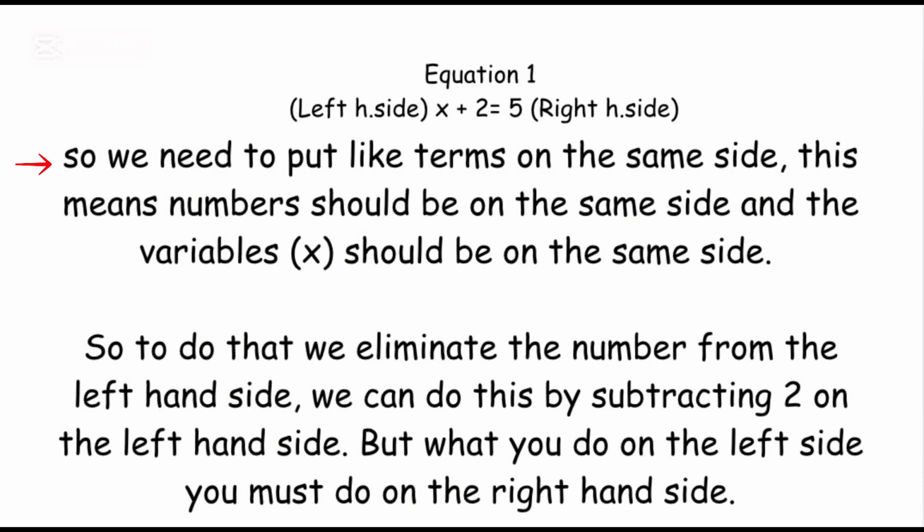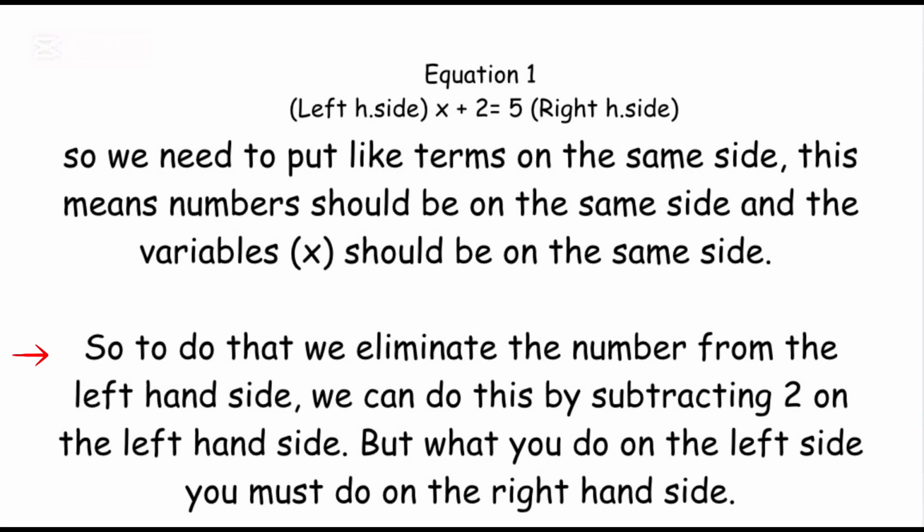We need to put like terms on the same side, and this means numbers should be on the same side and variables should be on the same side. Variables are any letters that are in the equation. On this one we only have one, which is x. To do that, we have to eliminate the number that is on the left hand side and get it to the right hand side.